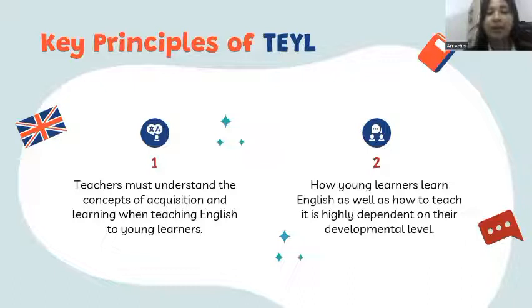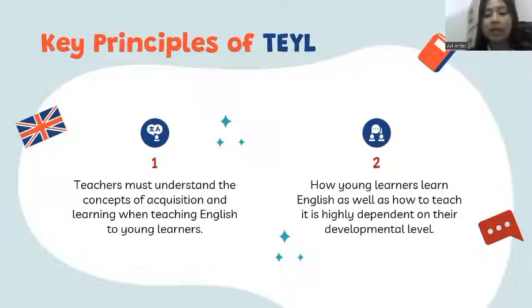All right, so the next one is about the key principles of TEYL. There are 2. The first one is teachers must understand the concept of acquisition and learning when teaching English to young learners. So this means that besides the students, teachers also must understand the concept of acquisition, so they can prepare what they are going to do with the students. Teaching young learners is also different from teaching adult learners. So teachers must understand the concept of acquisition first.